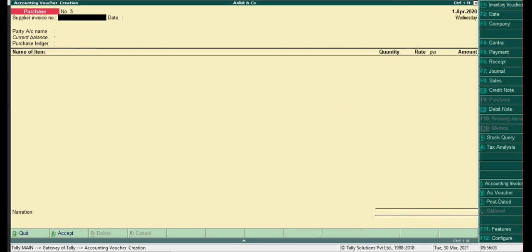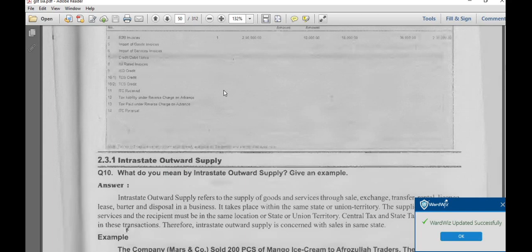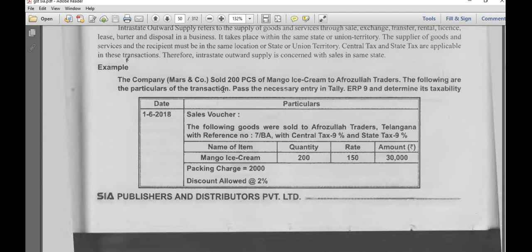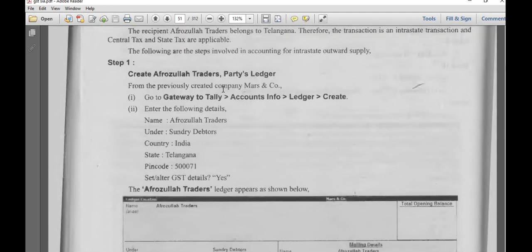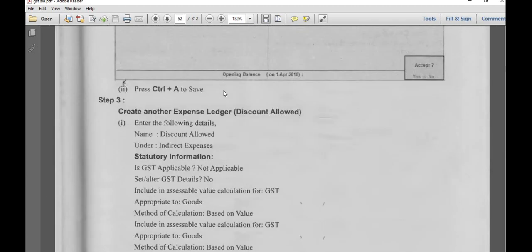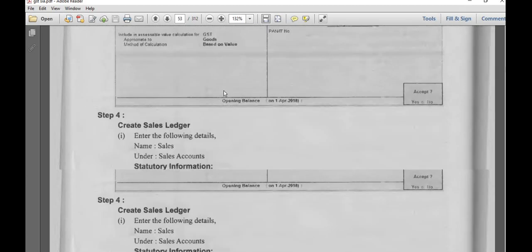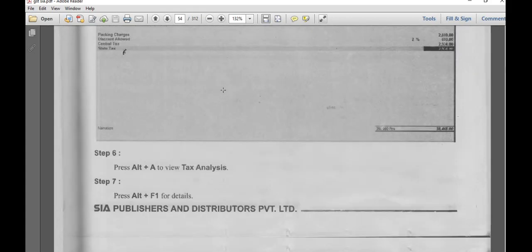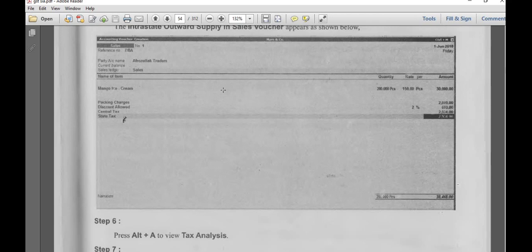Okay, now we'll see. So this is intrastate outward supply. Already we have discussed it in the last class. This is already done. Next topic, what do you have? Okay, so shall we go with this problem once again?